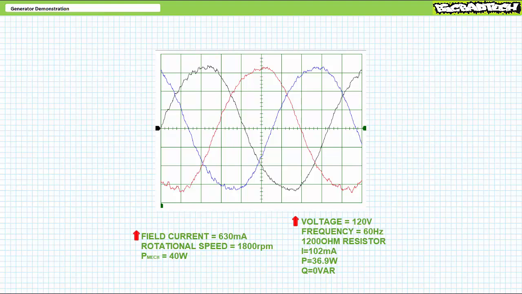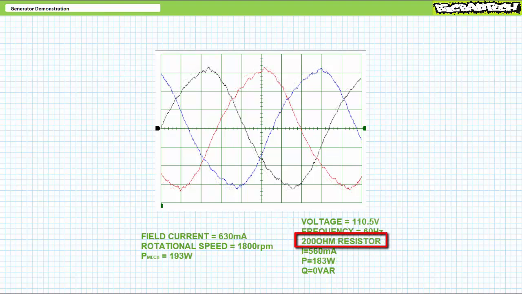The stable state won't last long because electrical demand is an ever-changing target. Case in point, consider a second load profile consisting of 200 ohm purely resistive impedances. When subject to increased current draw, output voltage magnitude drops to 110.5 volts.